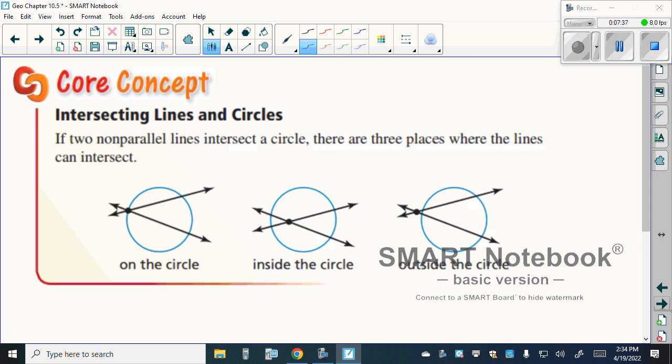Let's look at the next core concept. Now, if we have 2 secant lines that intersect a circle, there's 3 ways that the lines are going to intersect, guys. One is that the 2 lines will intersect on the circle. The next way is inside the circle, and the last way is outside the circle. So if we draw 2 lines intersecting a circle, the 2 lines will intersect each other either on the circle, inside, or outside. Only 3 ways we can draw these and have them intersect.